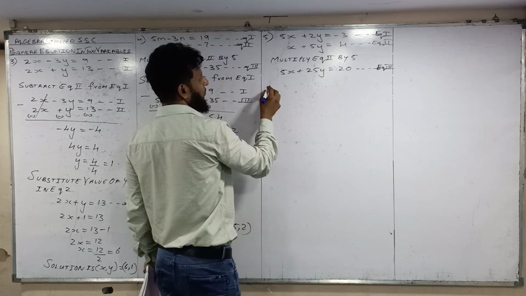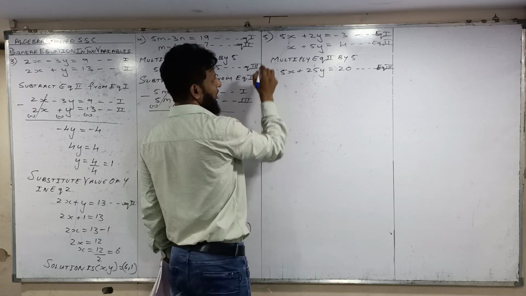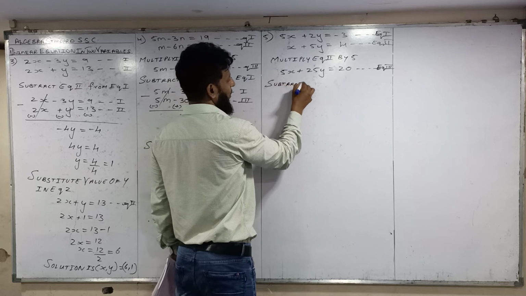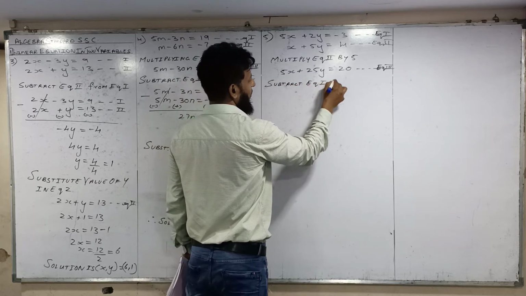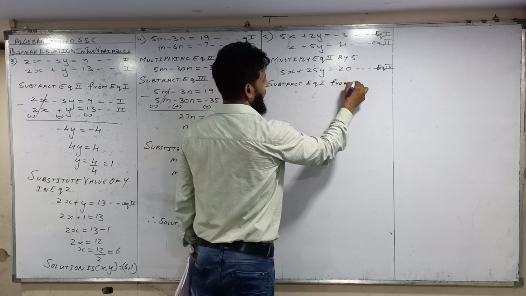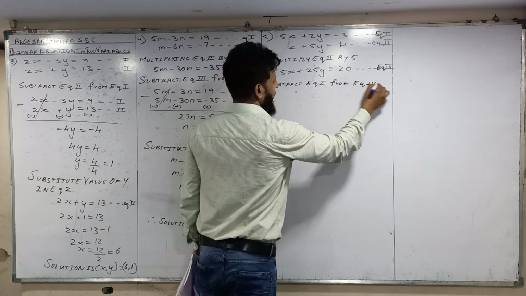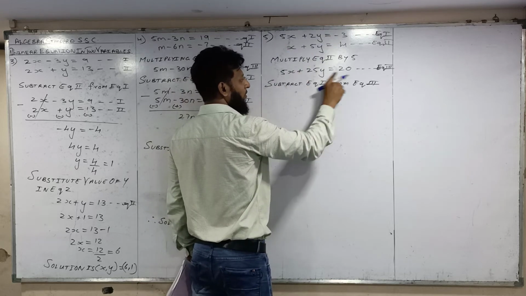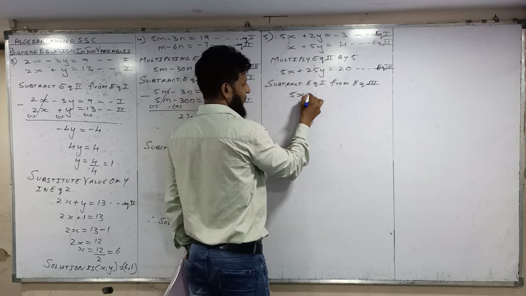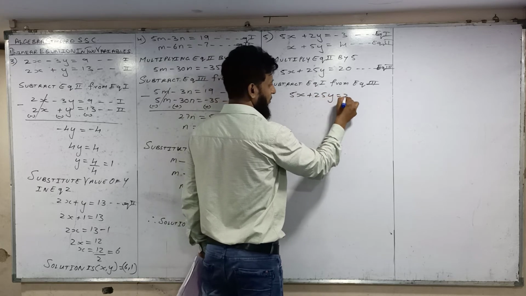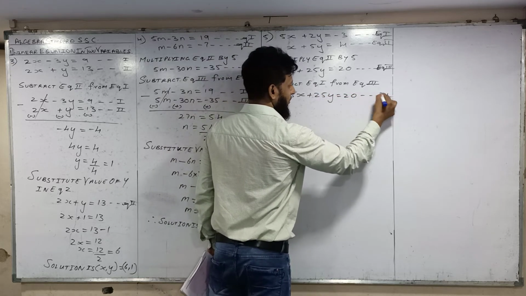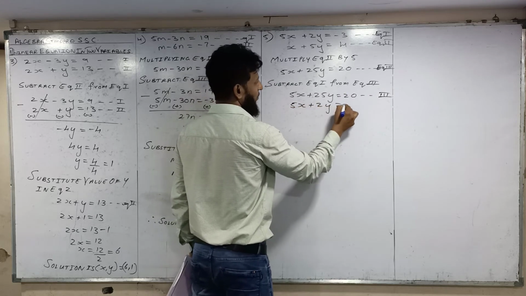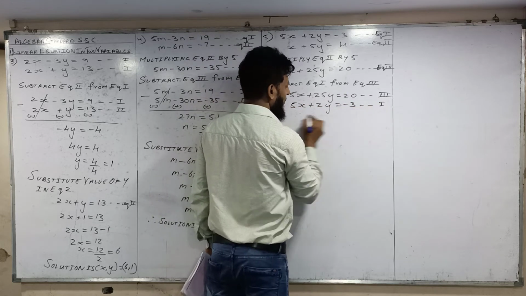So now subtract equation 1 from equation 3. We have to subtract equation 1 from 3. So I am writing this equation: 5x plus 25y is equal to 20, this is our equation 3, and equation 1 is 5x plus 2y is equal to minus 3.